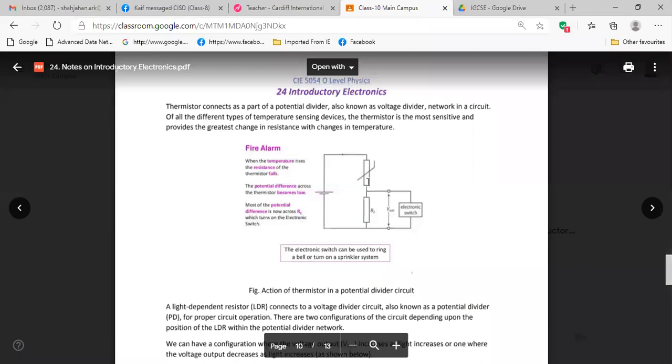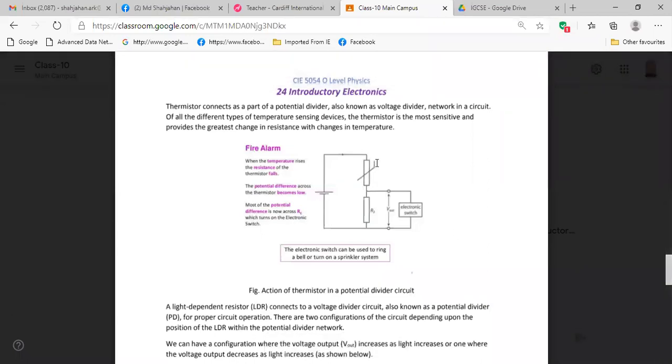Look, here we have a thermistor, right? Hello, hello. Yes, sir. So thermistor, what is the working principle of thermistor?